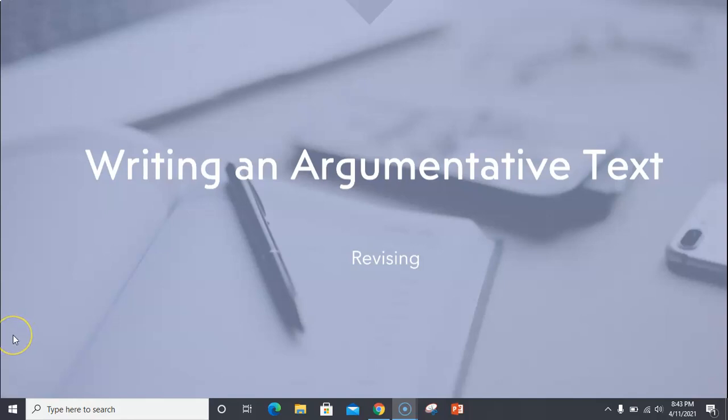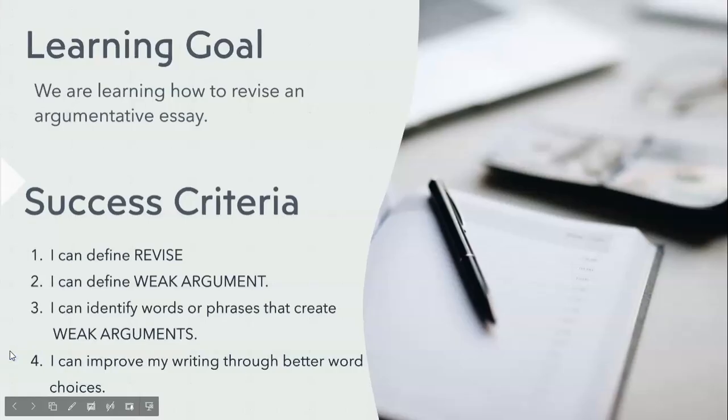As always, we have some learning goals and success criteria we want to try to accomplish today, so let's check out those right now. Our learning goal today is that we are learning how to revise an argumentative or persuasive essay. We have four I can statements for you that make up our success criteria today. First and foremost, you should be able to say to yourself, I can define revise, I can define weak argument, followed by number three, I can identify words or phrases that create weak arguments. And finally, number four, I can improve my writing through better word choices.